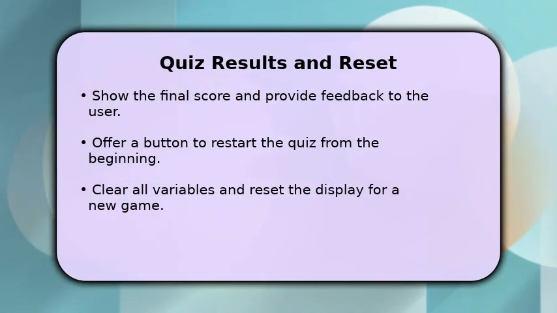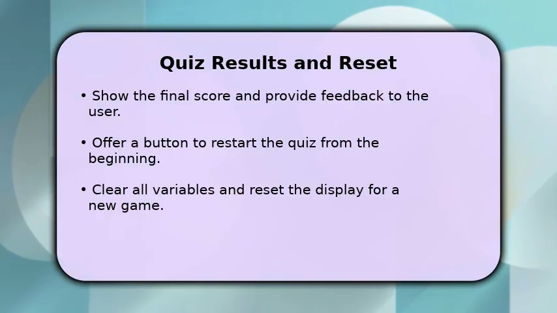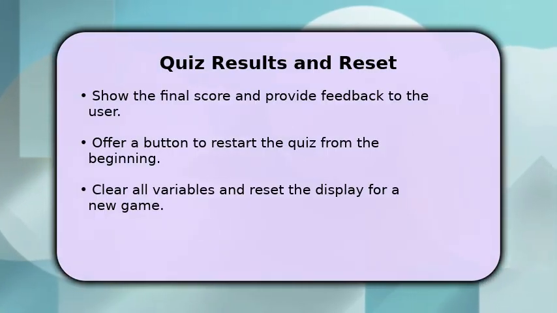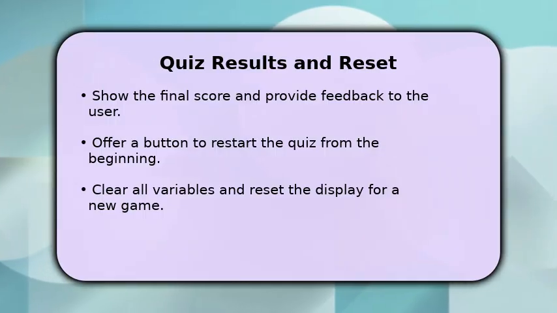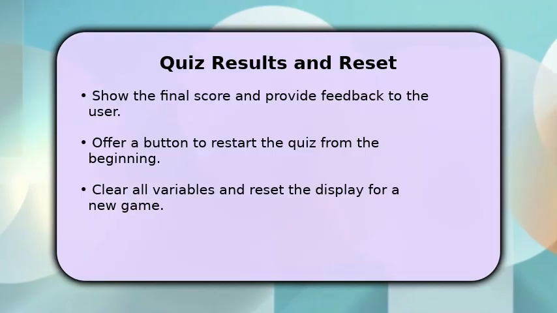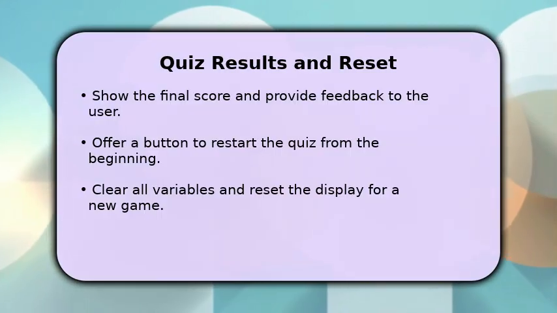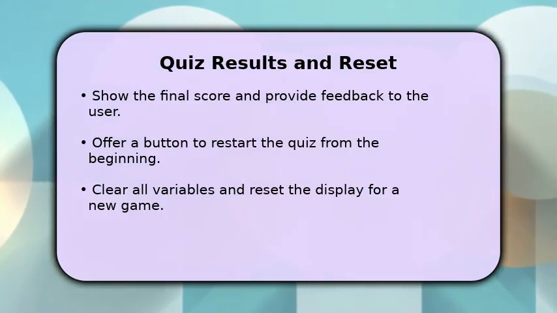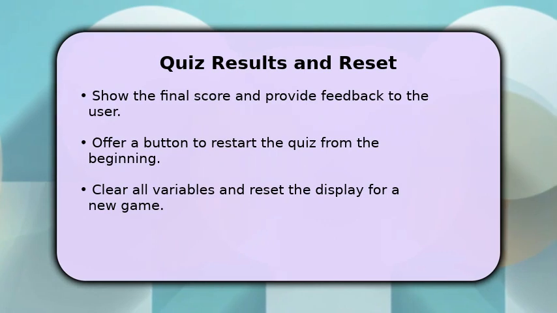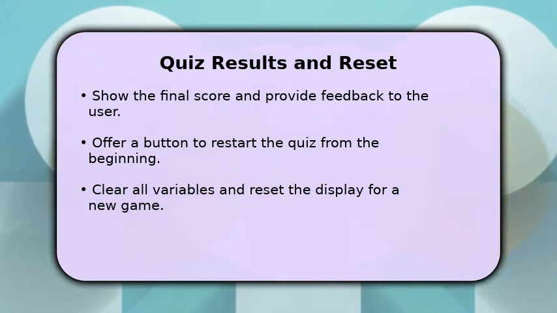Finally, let's display the quiz results. On a dedicated screen, show the user their final score, perhaps out of 10 questions, and offer some encouraging feedback. Include a Play Again button. When this button is pressed, reset all your variables, like the score and question index, back to their initial values. This prepares the app for a brand new quiz session, ready for another round of fun.